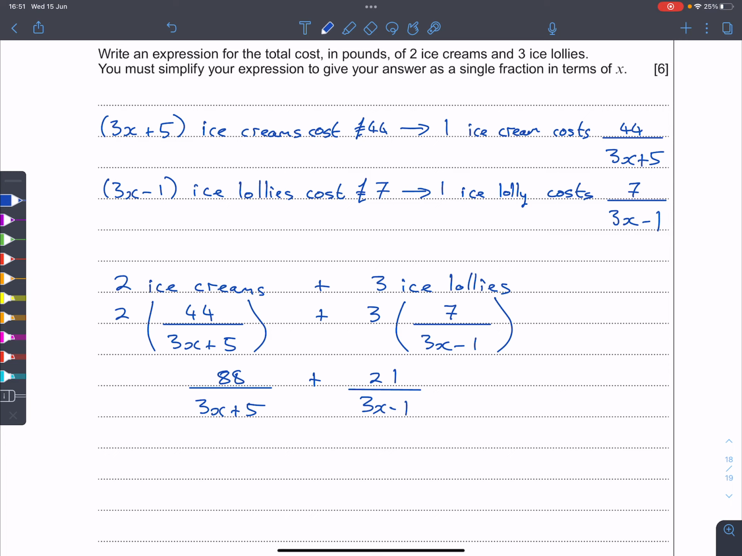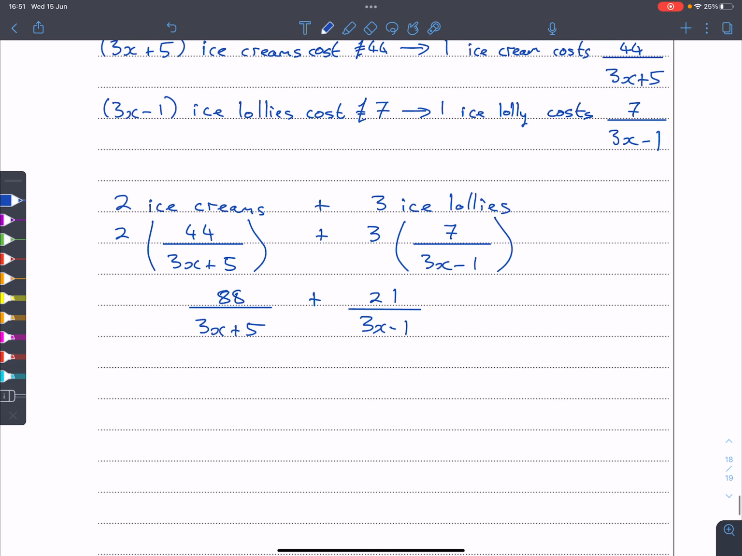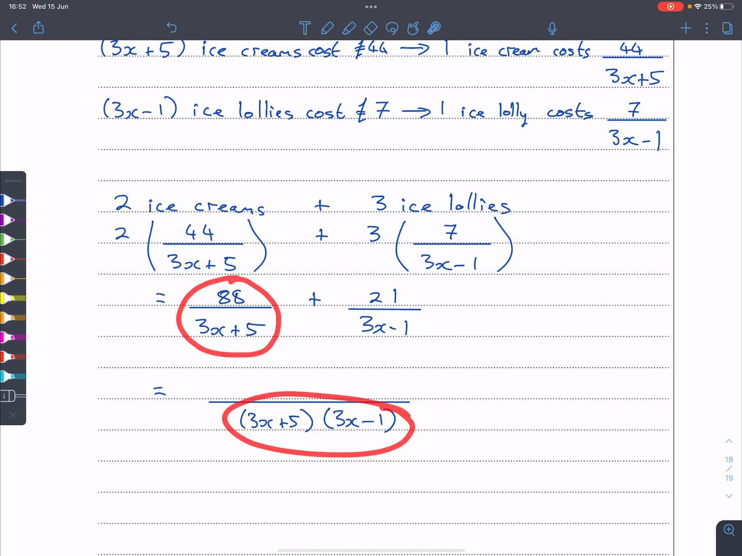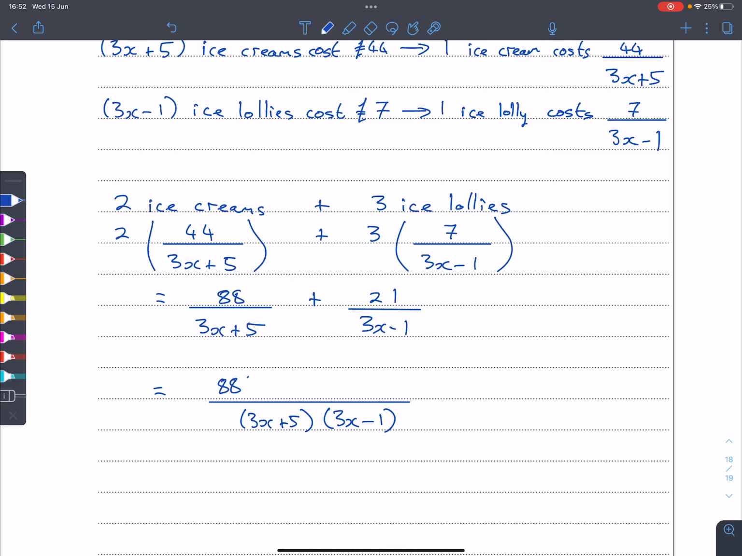Okay, now we've got an addition of 2 fractions. We want our final answer to be a single fraction, so we need to add these up. And the way we can do that is to create a common denominator. And the easiest common denominator is going to be to make it a product of the 2 denominators that we have. So 3x plus 5, 3x minus 1. So if I want this first fraction to have this denominator, I need to multiply the bottom and the top by 3x minus 1. So that will give me 88 on the top, lots of 3x minus 1.